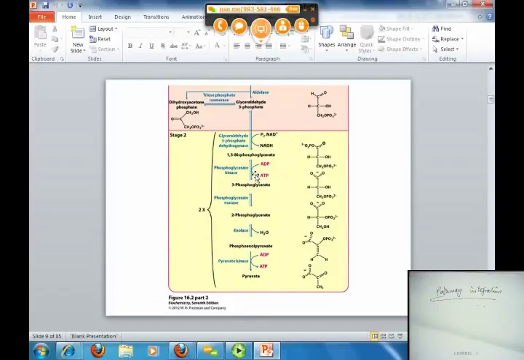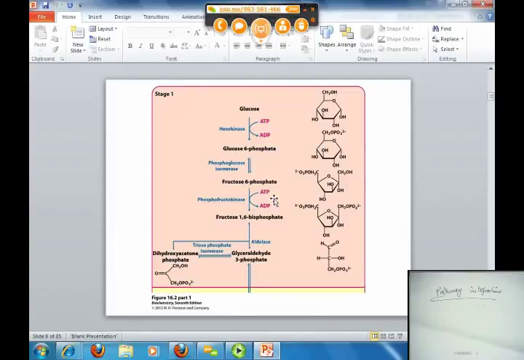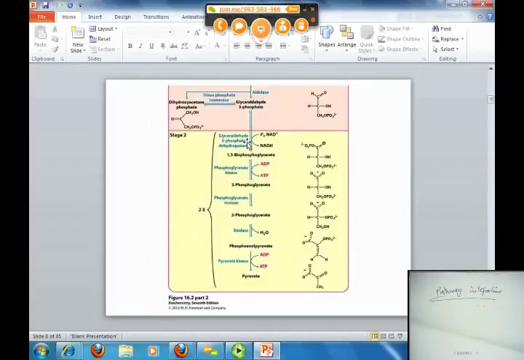Pyruvate kinase, phosphoglycerate kinase, and then the previous step which I mentioned here, phosphofructokinase and hexokinase. If you remember, there are 4 kinase reactions, but 2 kinases use ATP, and the other 2 kinases release ATP. Because of the 2 molecules, you get 4 ATPs being formed. So you should follow through this.